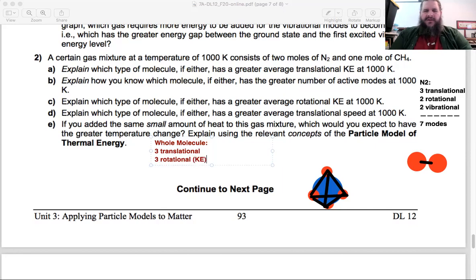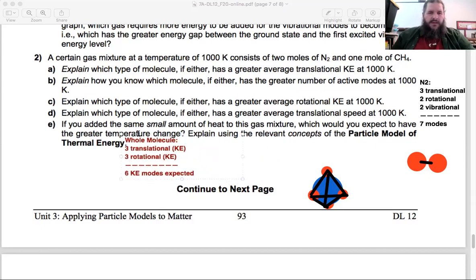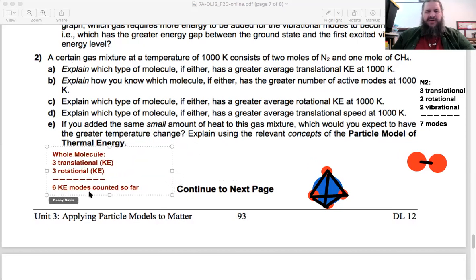And note that those all count as kinetic energy. Translational motion is kinetic energy. Rotational motion is also kinetic energy. So based on the whole molecule, we should expect 6 kinetic energy modes for the whole molecule. Or I shouldn't say expected, let's say counted so far, because there's going to be more kinetic energy modes if we take a look inside. But based on the whole molecule, we have counted 6 kinetic energy modes so far.